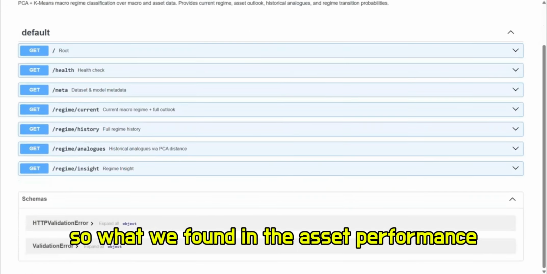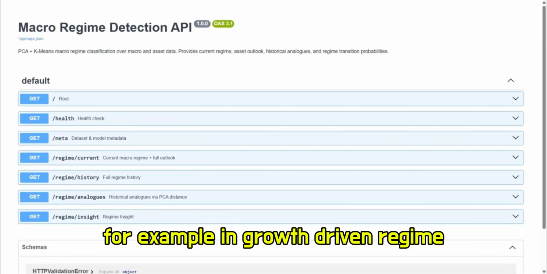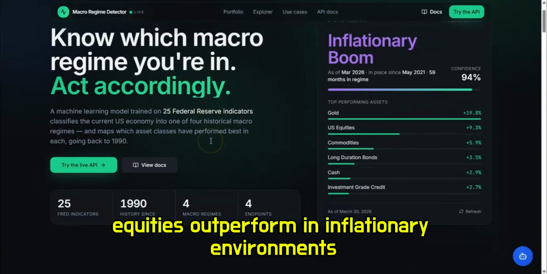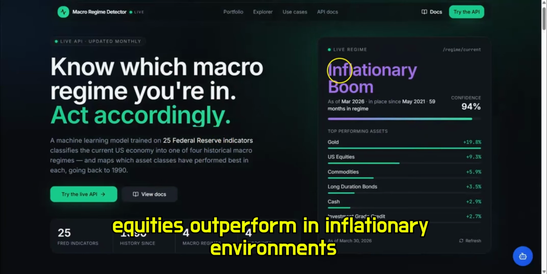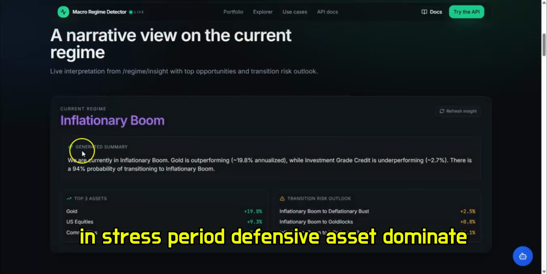So what we found is that asset performance is highly regime dependent. For example, in growth-driven regimes, equities outperform. In inflationary environments, commodities and gold perform better. In stress periods, defensive assets dominate.